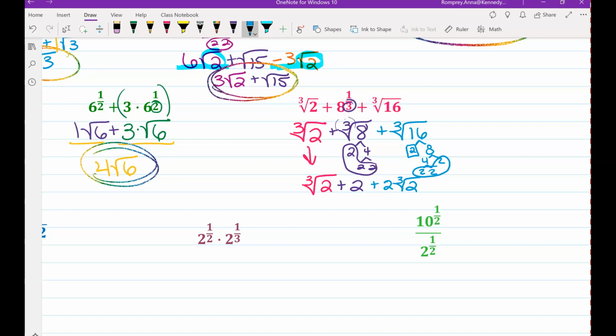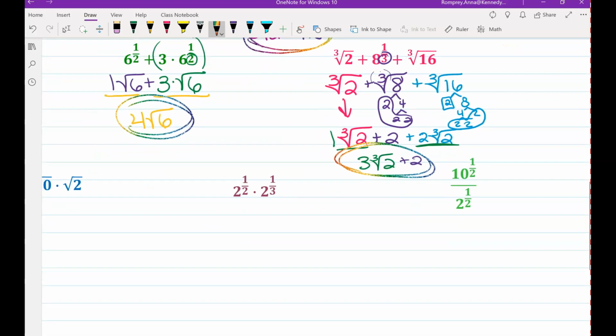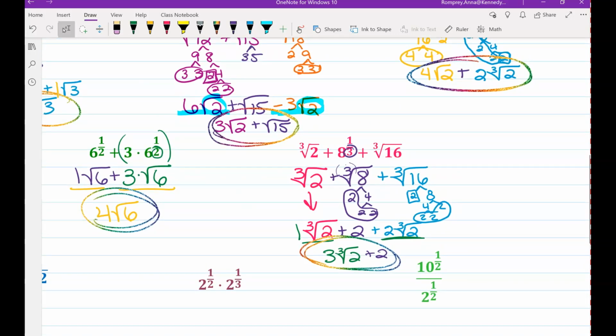Now, before you are finished, make sure you look to see are there any like terms? And in fact, I have a cube root of 2 and 2 cube roots of 2. So remember, how many cube roots of 2 is this? 1. So 1 cube root of 2 plus 2 cube roots of 2 gives us 3 cube roots of 2. Plus 2. And there we are.